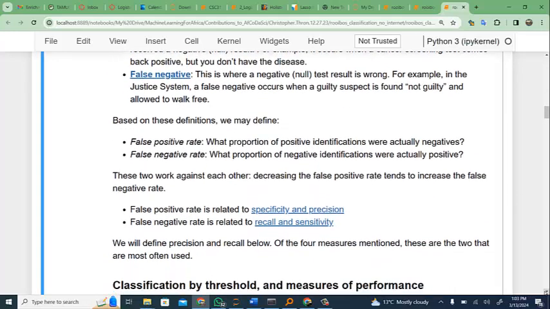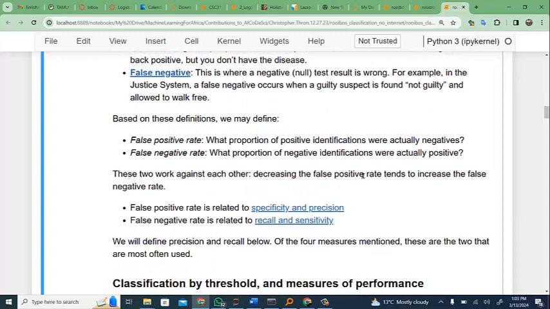Now, as we indicated, these two work against each other. Decreasing the false positive rate tends to increase the false negative rate. And when you get to your notebook, you can click on these internet links to see the relationship between false positive rate and precision, and false negative rate and sensitivity.